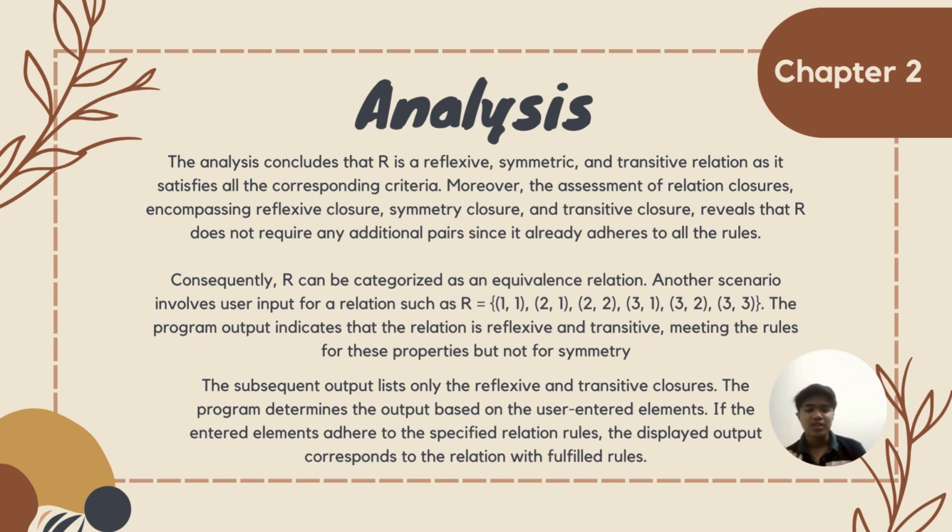Another scenario involves user input for relations such as R: 11, 21, 22, 31, 32, and 33. The program output indicates that the relation is reflexive and transitive, meeting the rules for these properties but not for symmetry. The subsequent output lists the reflexive and the transitive closure. The program determines the output based on the user-entered elements. If the entered elements adhere to the specific relation rule, the program displays the output corresponding to the relation with fulfilled rules.